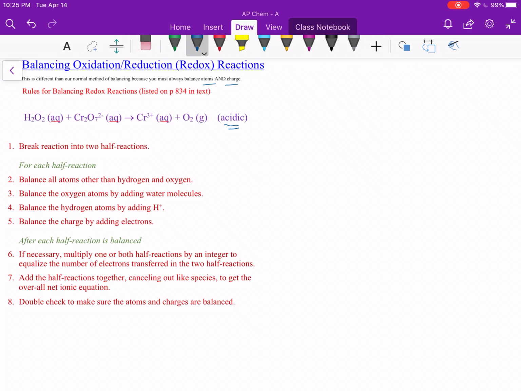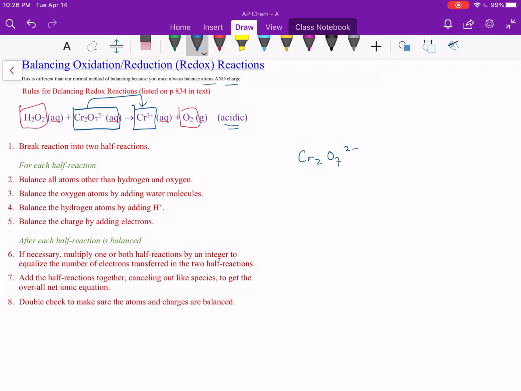Okay, so the first thing we're going to do is break them up into our two half reactions, either a reduction or an oxidation reaction. To do that, we look at this, and similar things are going to go together. Here we have one that has Cr and the other one has Cr. So those two things are going to have to go together because we can't destroy the Cr, which means the other two things, in this case our hydrogen peroxide and our oxygen gas, are going to go together. And when we do this, all we're going to do is write these things down into half reactions.